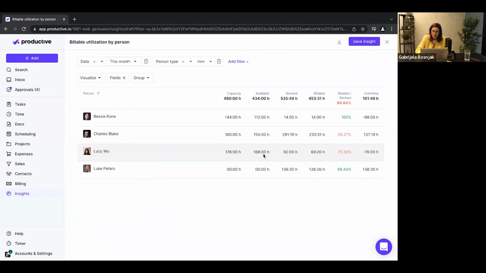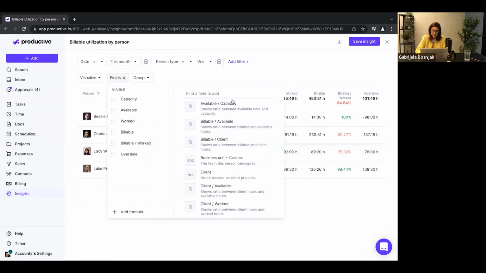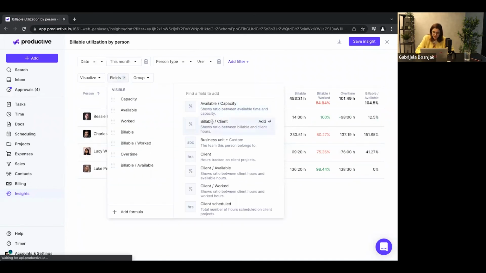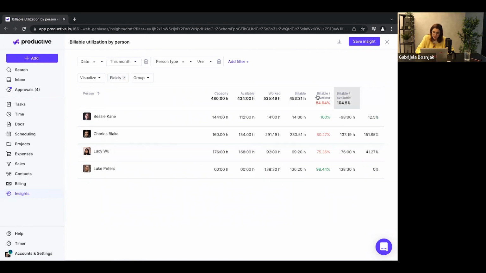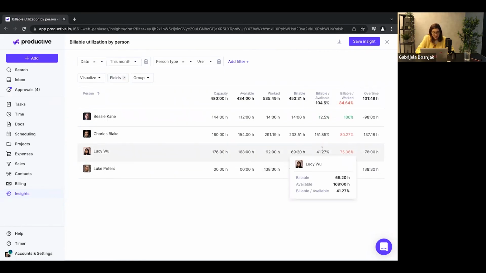So if we compare billable hours with the worked hours, she was 75% billable or utilized. But I want to compare the billable hours she did with the hours she actually had at her disposal this month. So I will add another metric here called billable versus available. And let's pull it here just next to the other utilization metrics. So you can see that now this number has dropped to 41% of the time.